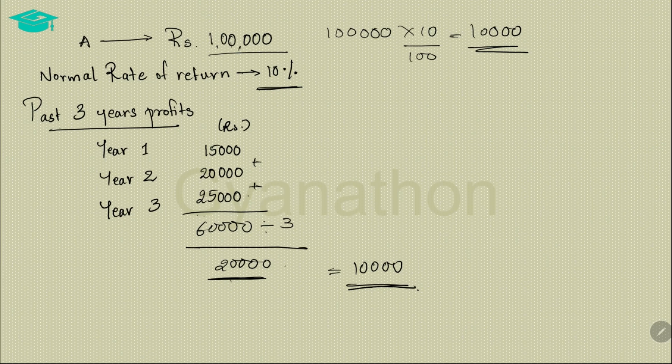Now that we know the super profit, the goodwill is calculated by multiplying the super profit by the number of years of purchase. So we multiply 10,000 by 2 and the goodwill value we arrive at is 20,000. So with this, we have seen another method of calculation of goodwill, that is by the super profit method.